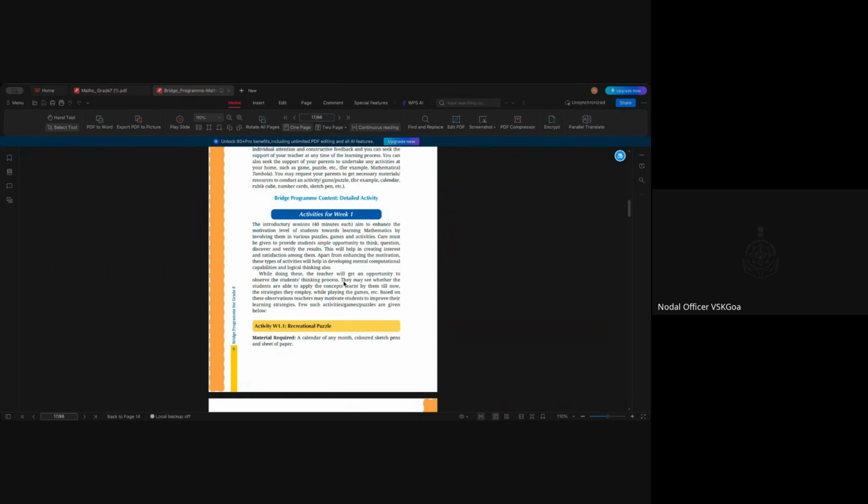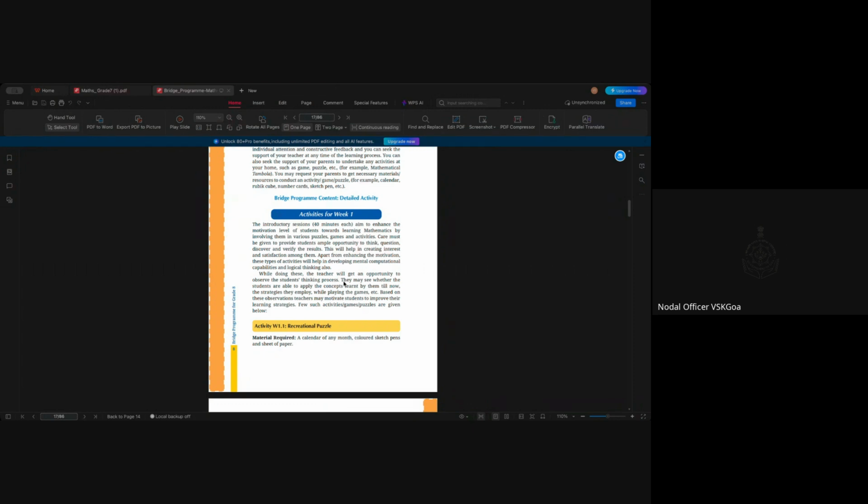propose conducting. Only what we want is you are successfully conducting that activity in the class, and if you successfully conduct that activity in the class, obviously the output will be fantastic. So that much of confidence we have in our teachers.